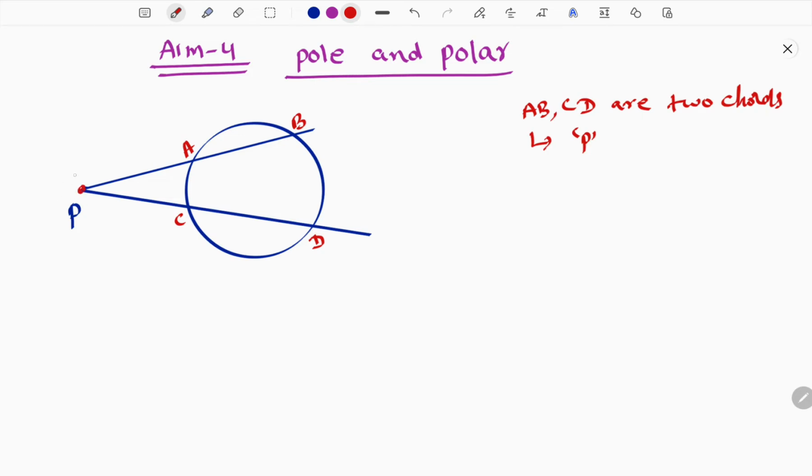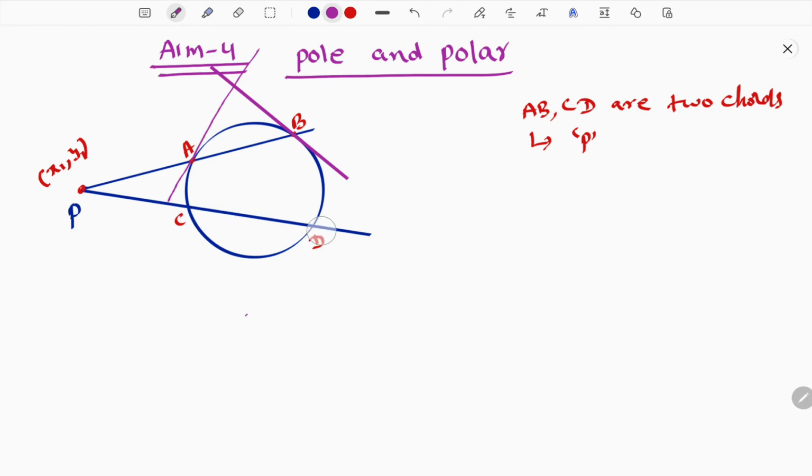Now here I can take the point P as (x1, y1). Here AB is the chord. Now here I can draw a pair of tangents at A and B. Now this is one tangent and this is another tangent. This is the pair of tangents for the AB chord.